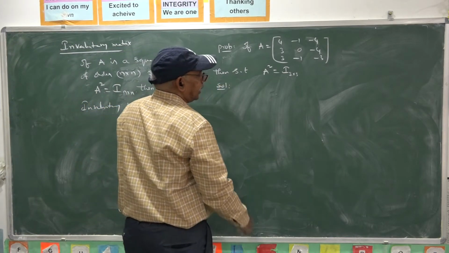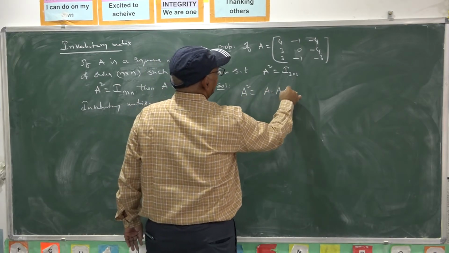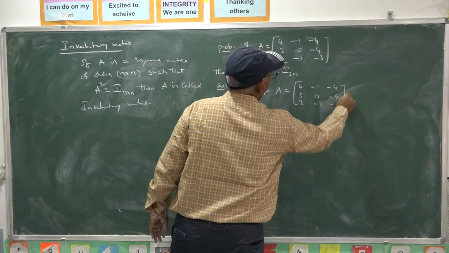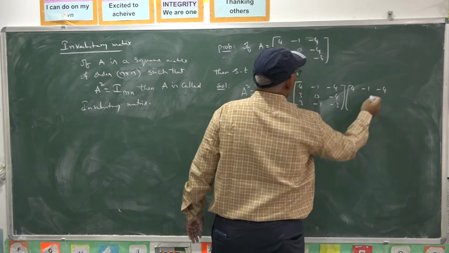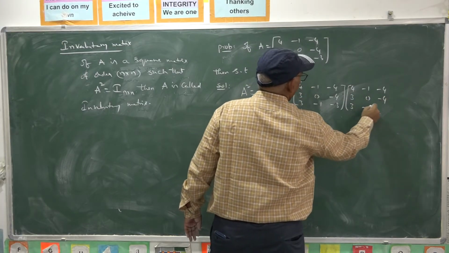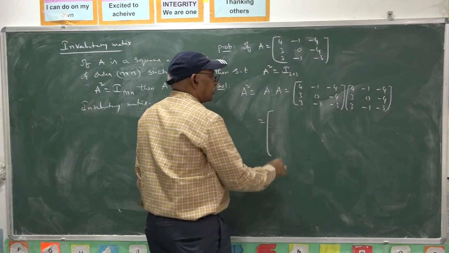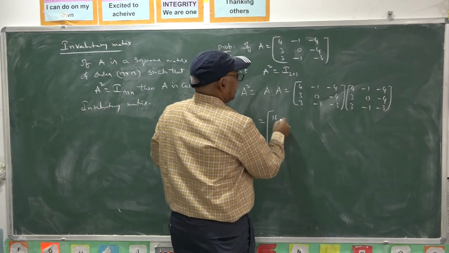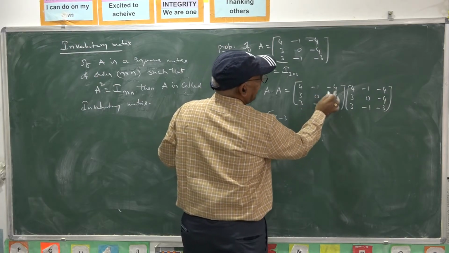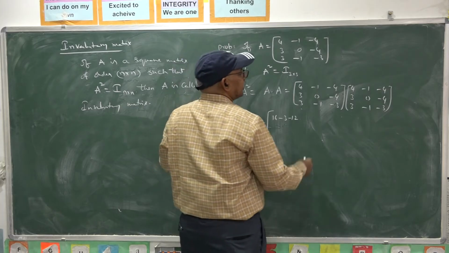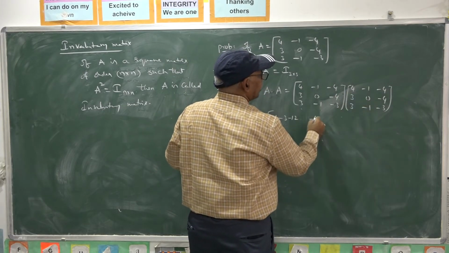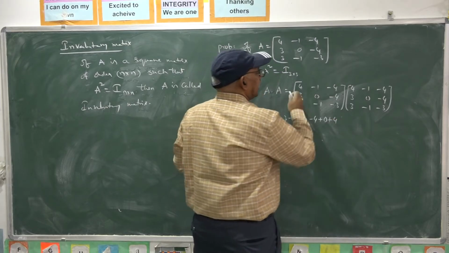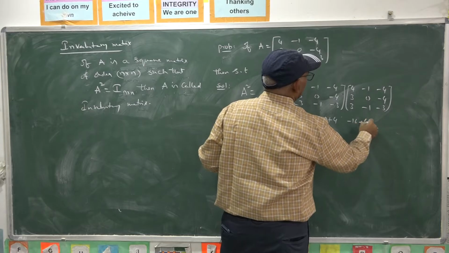So, for that, let us consider A square. A square is A into A, that is 4 minus 1 minus 4, 3 0 minus 4, 3 minus 1 minus 3 multiplied with 4 minus 1 minus 4, 3 0 minus 4, 3 minus 1 minus 3. Now, taking the product, row to column product, 4 into 4 is 16, minus 1 into 3 is minus 3, minus 4 into 3 is minus 12. First row second column product, minus 4, 0, minus 4 minus 1 product, plus 4. Similarly, first row third column product, minus 16 plus 4 plus 12.